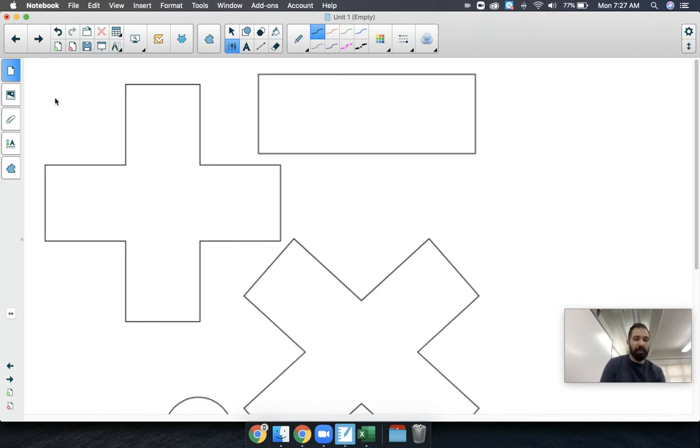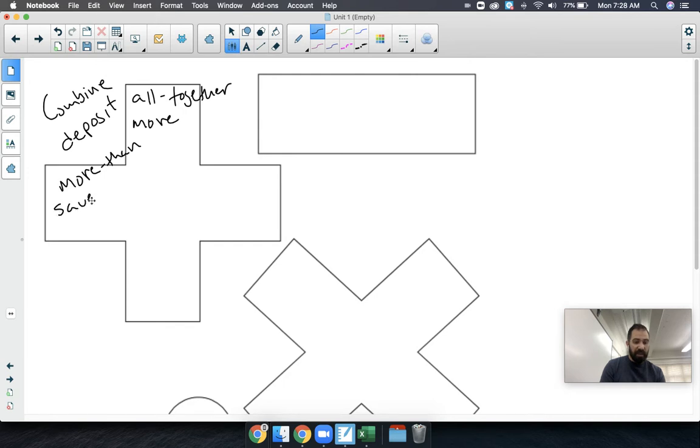Words that would come up that would help you with addition in these word problems. You would use things like combine or deposit. That would make you add things together. All together is a great one as well. More. I'm sure you can come up with some on your own. More than, save, total, other things like ascend. Might see that somewhere. Grew, gain.